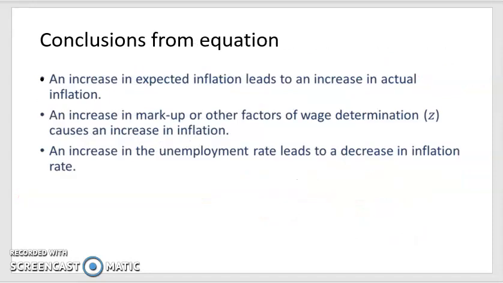So we can conclude on this new equation. The new equation tells us that, one, an increase in expected inflation leads to an increase in actual inflation. Two, an increase in markup or other factors of wage determination Z causes an increase in inflation. Lastly, an increase in unemployment rate leads to a decrease in inflation rate.